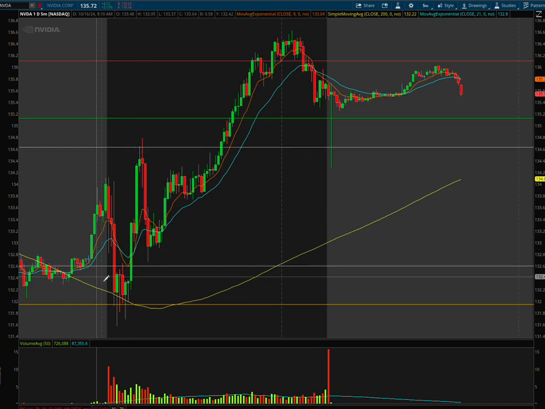So when I go back to talking about the if-then, I bought in here, and my if-then is: if it continues, I'll hold. If it doesn't continue and stuffs back below this previous candle, then I'm out of the trade. This really helps with my risk management.